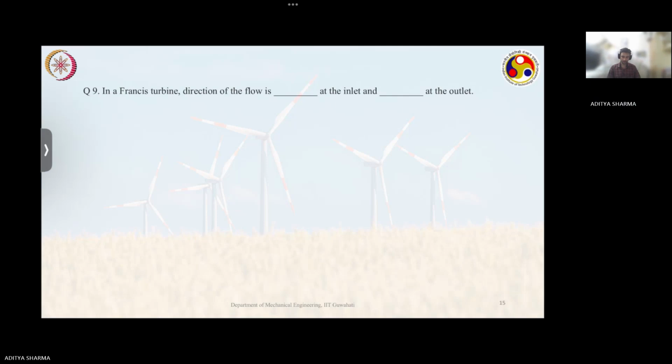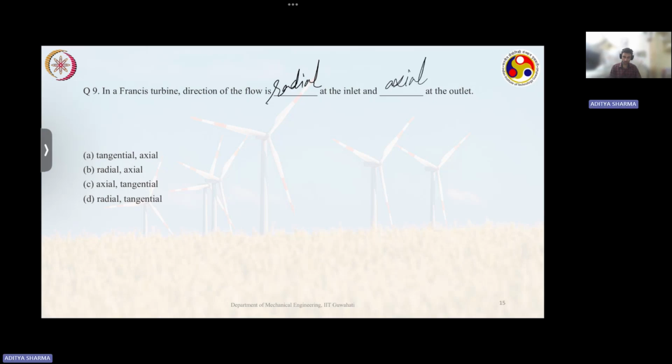Then next question, question number 9. It says that in a Francis turbine, direction of the flow is dash at the inlet and dash at the outlet. I have discussed this. The direction of the flow is radial at the beginning and then axial at the outlet. So if you see the options, B option is correct.